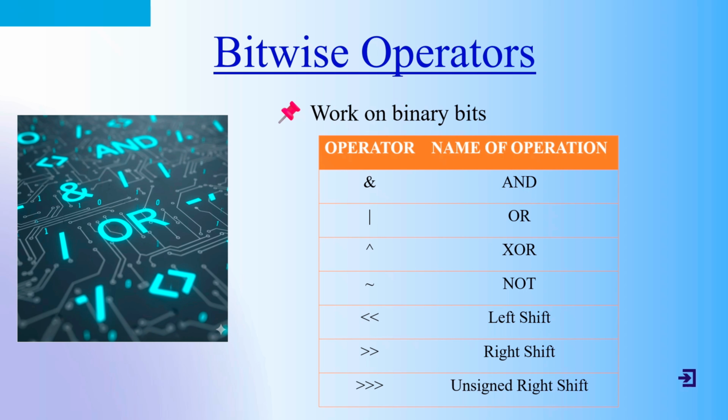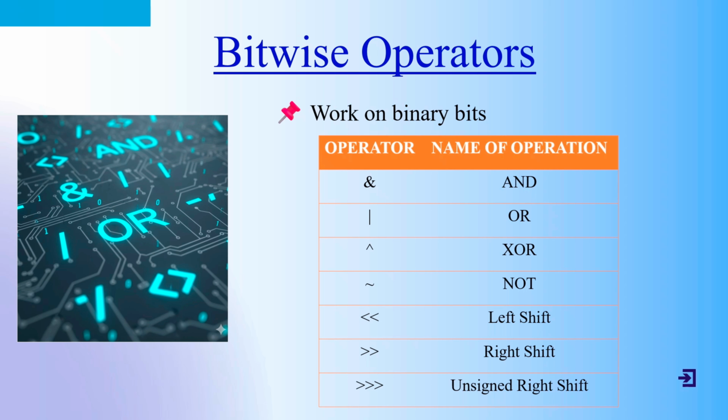Bitwise operators only work on the binary representation of numbers. So we can only perform these operations on binary numbers or binary representations. So only it is called bitwise. Let's try to understand them in a more detailed way.